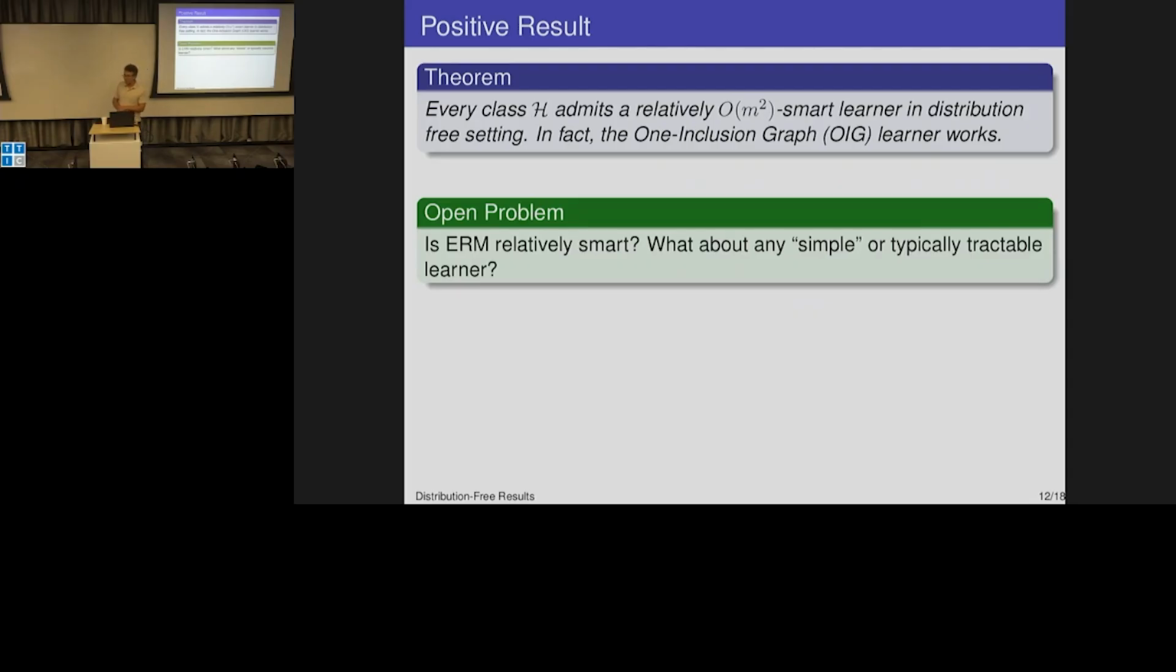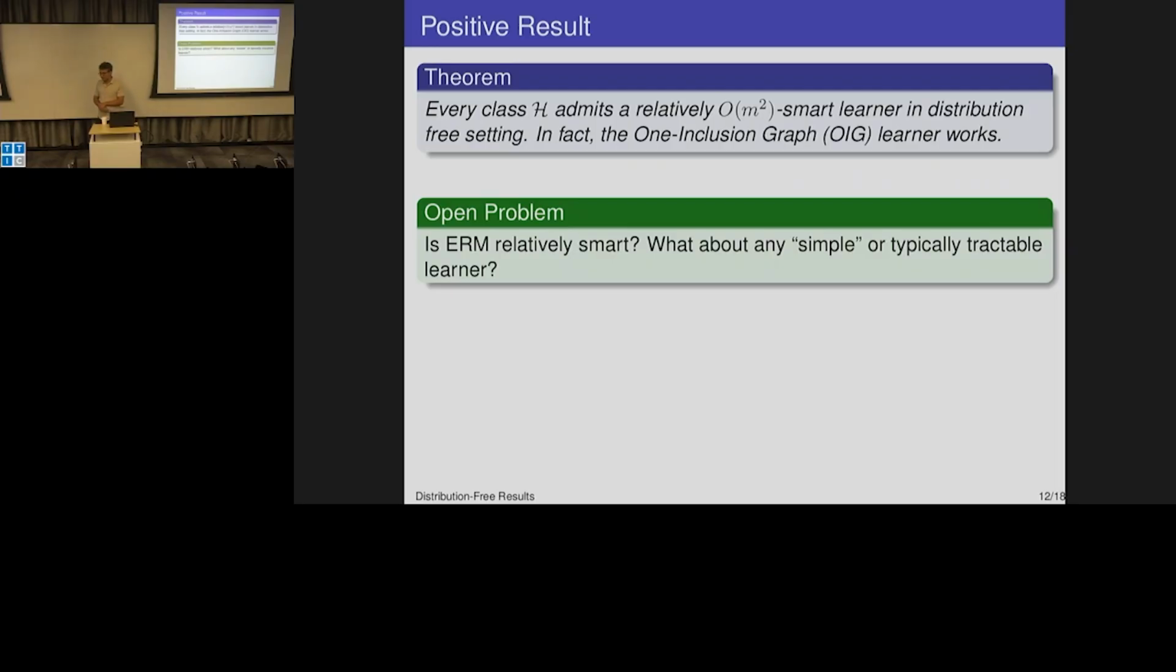So here's an open problem. We have a relatively smart learner, the one inclusion graph learner. This is a complicated learner, typically not tractable, not simple at least. Is there a simple learner that is also relatively smart? We don't know. We don't even know if ERM is relatively smart.